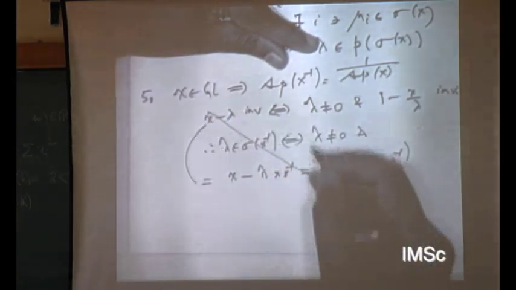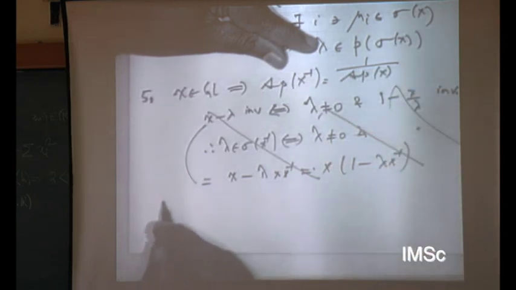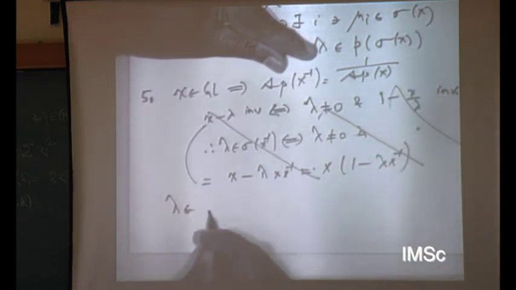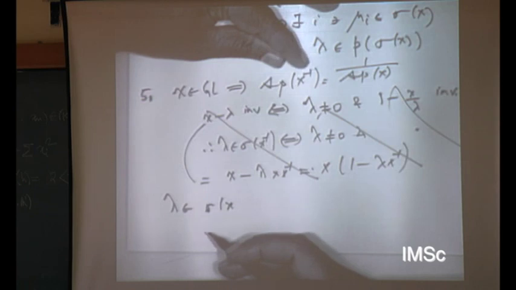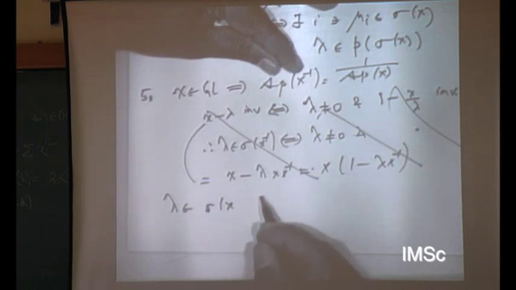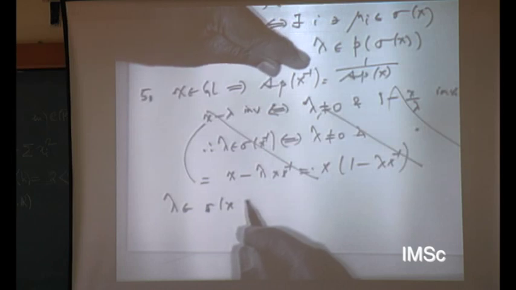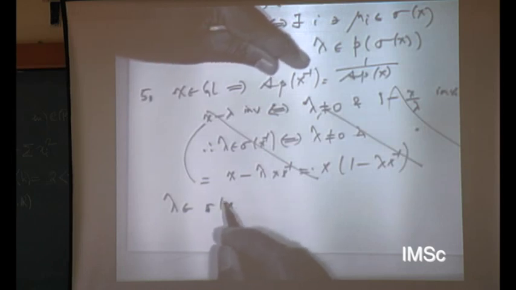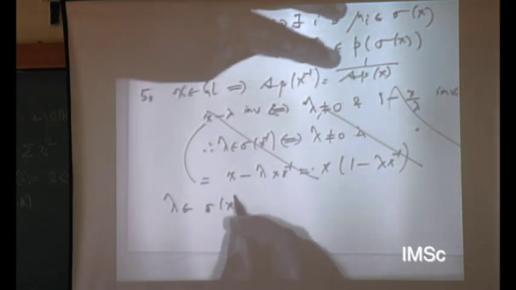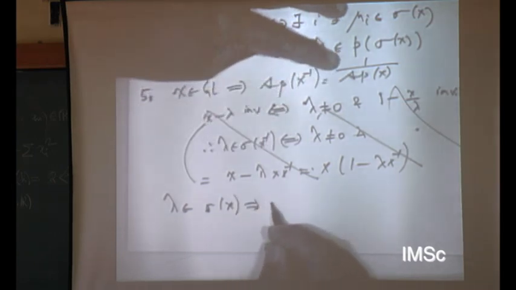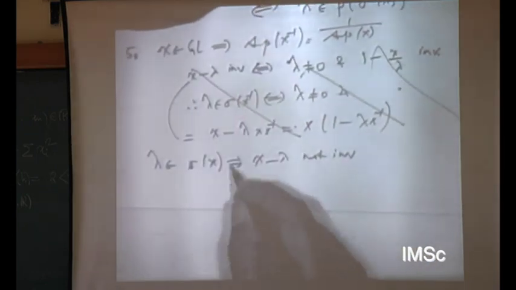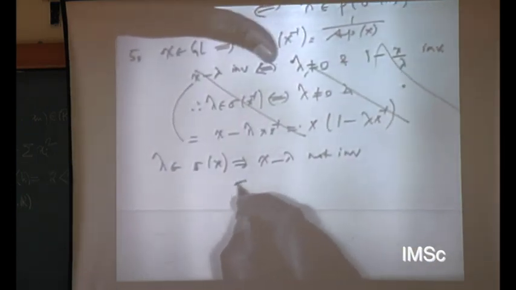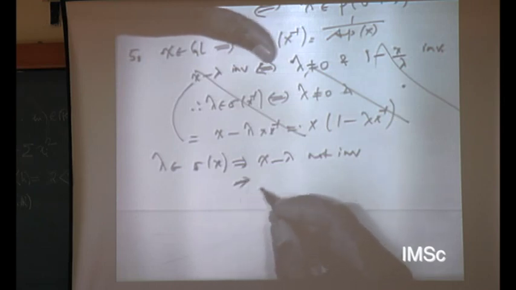Okay, so write x inverse minus lambda inverse. So you're saying lambda in spec of x inverse. So x minus lambda not invertible. Spec x inverse or x? No, x minus lambda is in spec x. So x minus lambda is not invertible. So we can multiply with x inverse. Yeah, and lambda inverse. Or you write x inverse minus lambda inverse is not invertible.